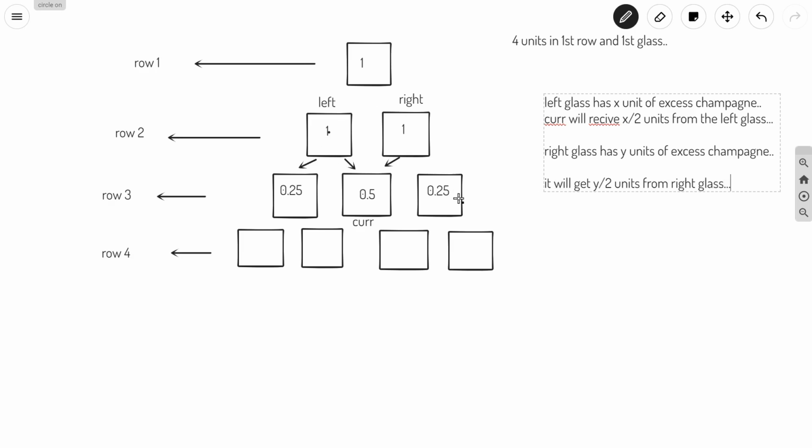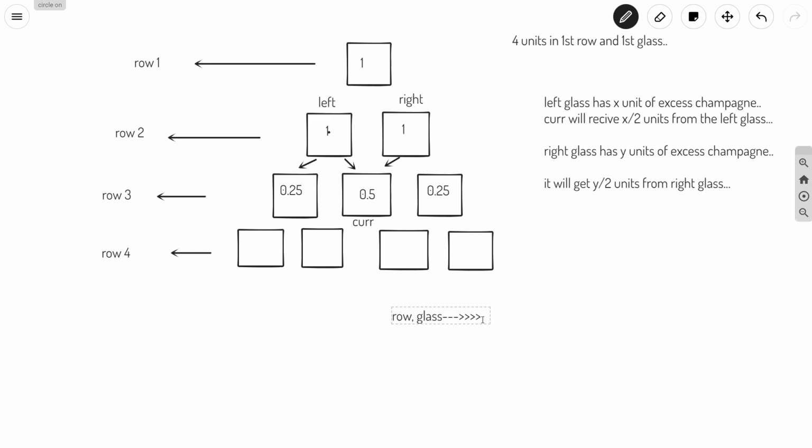Okay, so we will try to create a recursive function which will return the total amount of champagne which is received by a particular glass. So for this current glass, we have row comma glass with us. And for this row comma glass, we want to calculate the amount of champagne which is received by this row comma glass.